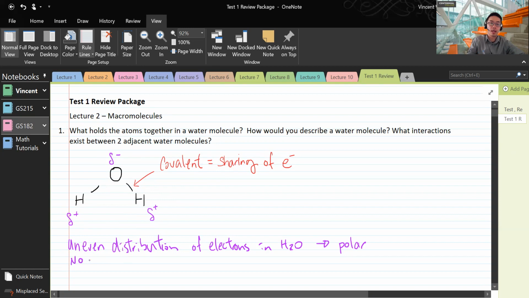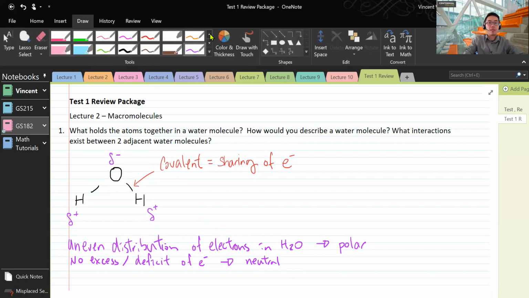Okay, so no excess or deficit of electron. So it is neutral. How would you describe the water molecule? Polar and neutral. What holds the atom together? Covalent bond.